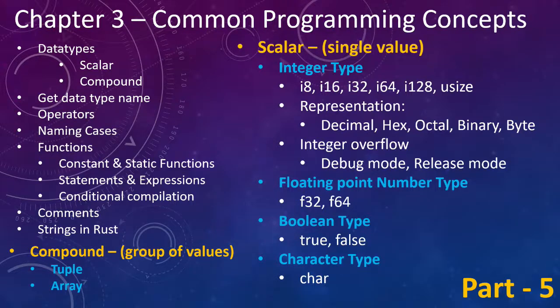Welcome. From this video onwards, we will learn the next topic, data types. As in this screen, Rust classifies data types into two, that is scalar and compound data types. Scalar type is a single value data type which has four subtypes, namely integer, floats, boolean and character. And the next type is compound type, which is grouped values and has two subtypes, namely tuple and array.